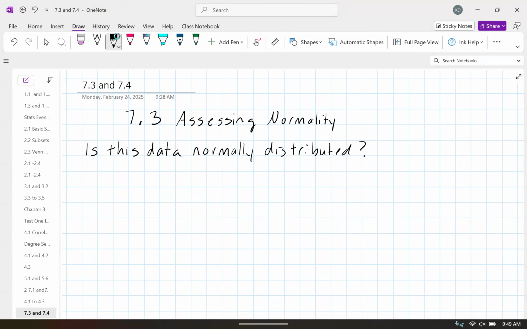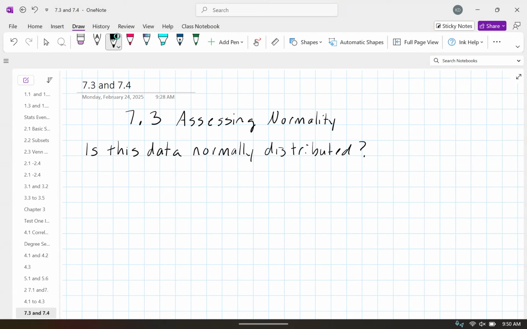The bigger our data set is, the more likely it is to be normally distributed. But we don't always have big data sets, because a big data set is really hard to get a hold of. It takes a lot of effort.